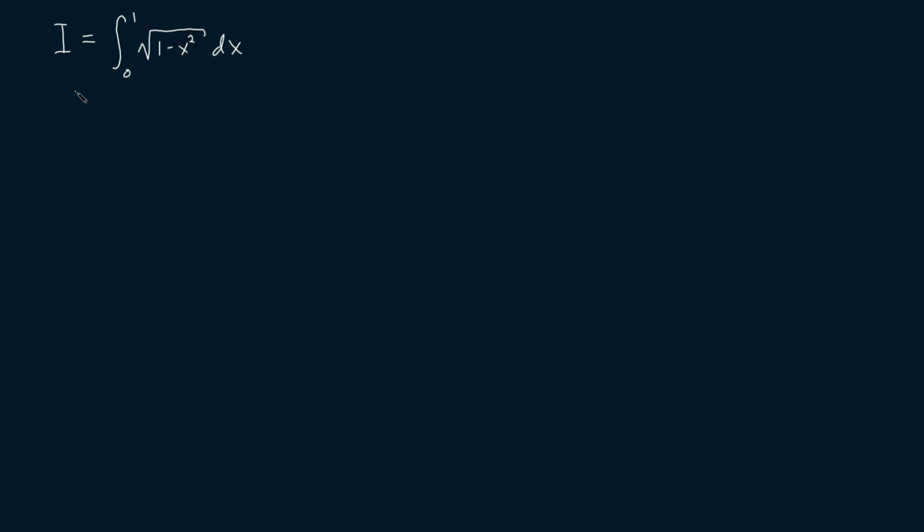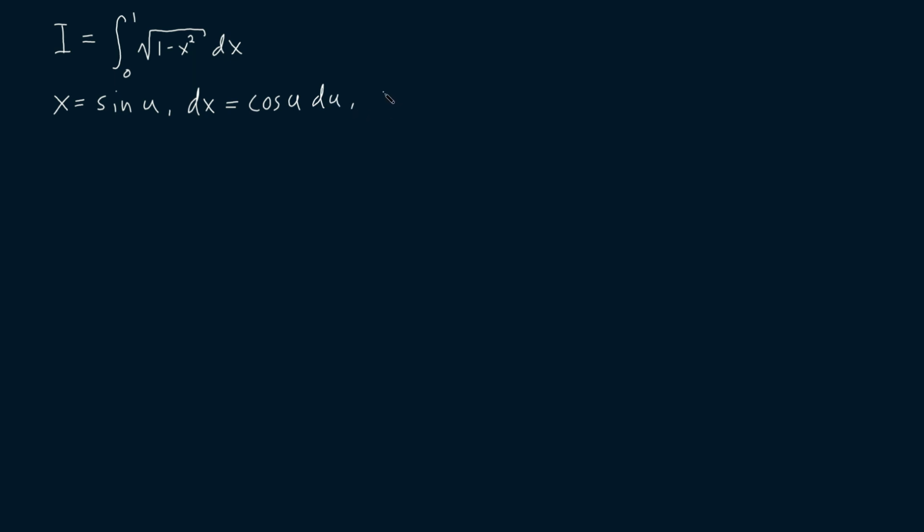Hello, in this video I'm going to show you how to solve the definite integral from 0 to 1 of the square root of 1 minus x squared dx. We're going to do this by u substitution. We let our x be equal to the sine of u, so that dx will be equal to cosine of u du.